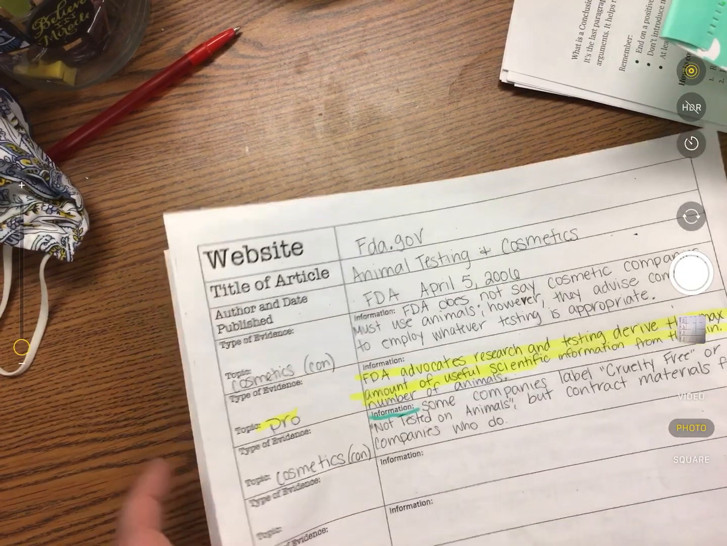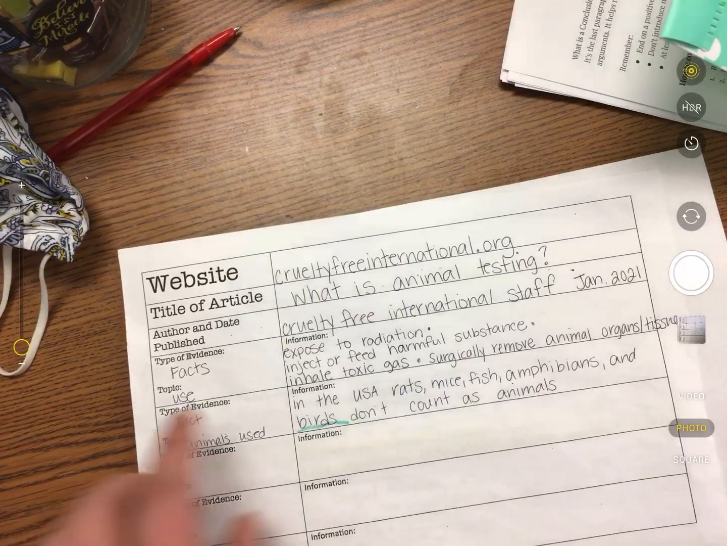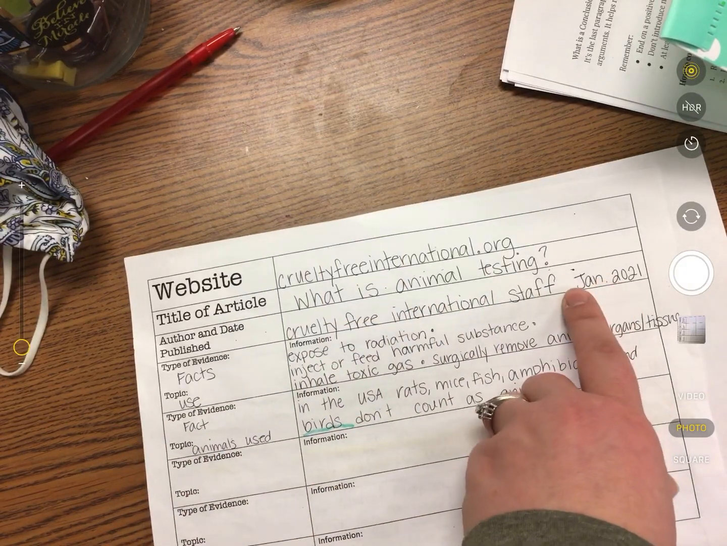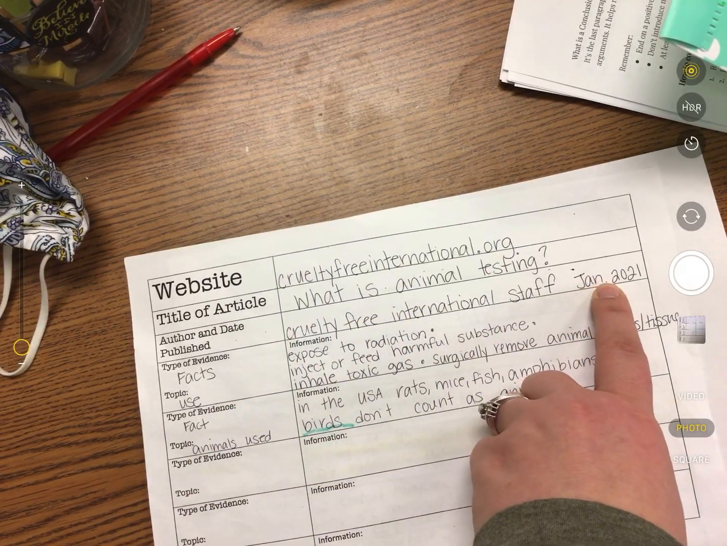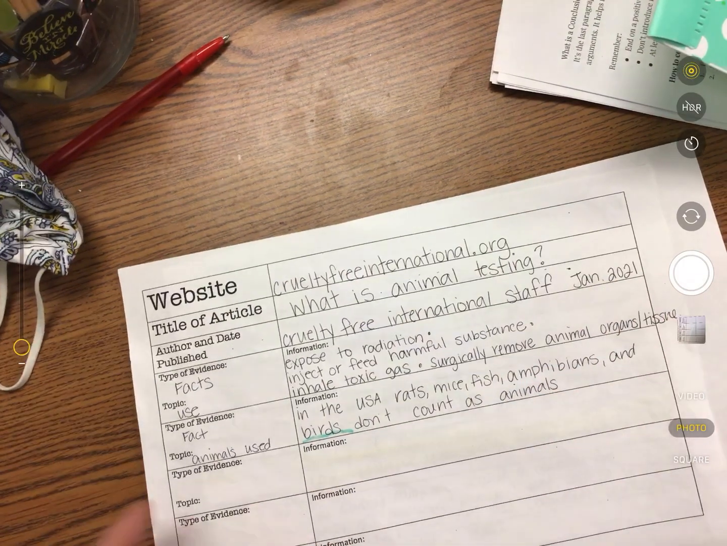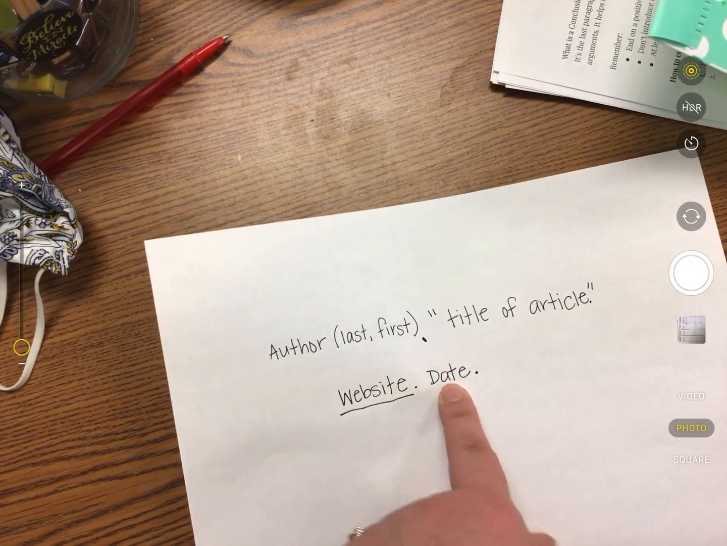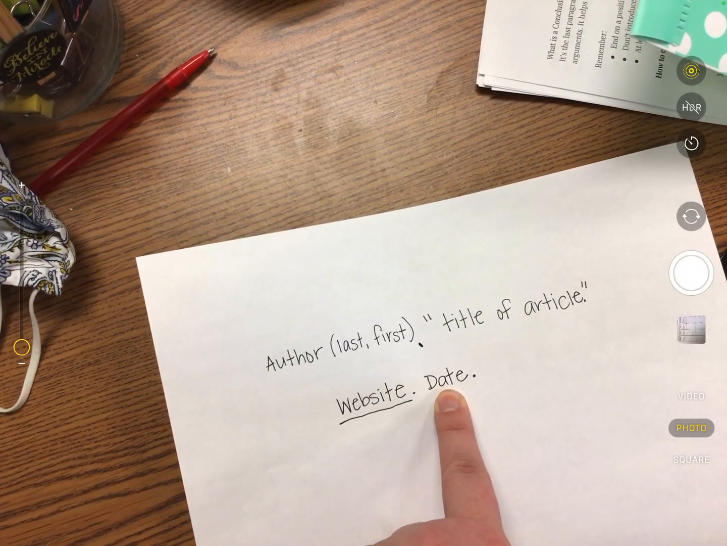But if I have a website where I do not know the publishing date, like this one, for example, I did not know the publishing date. So I just am going to put January 5th, 2021, or whenever it is that I looked at this information. So that is what the date is. It's either the published date or the date you found the information.